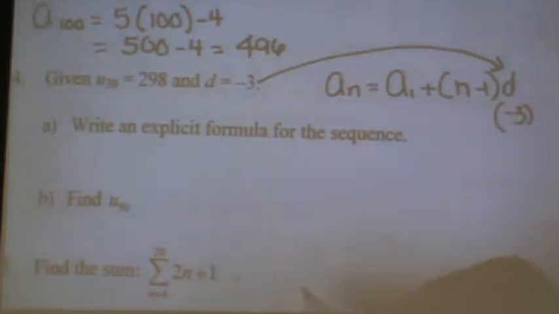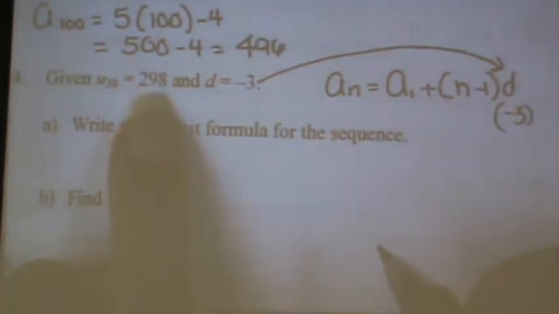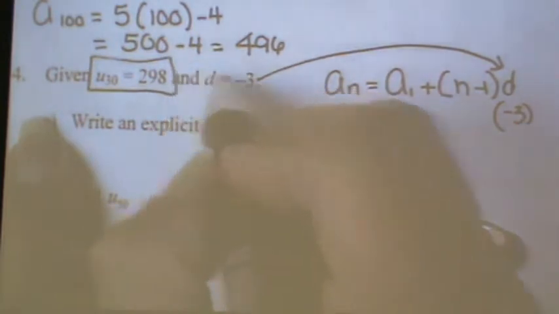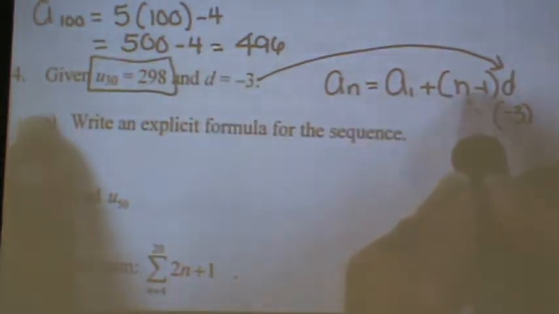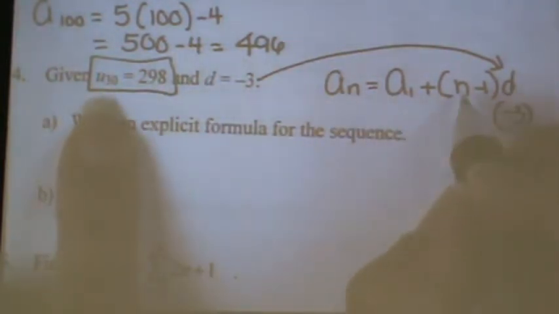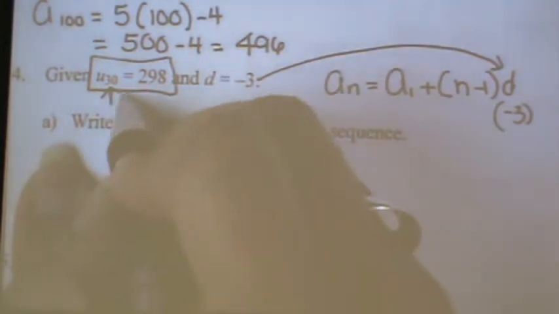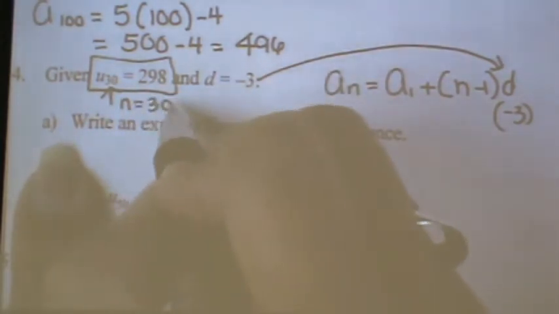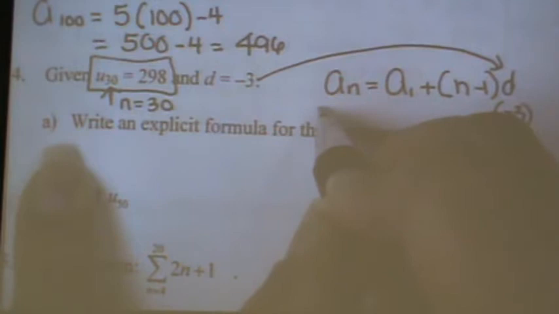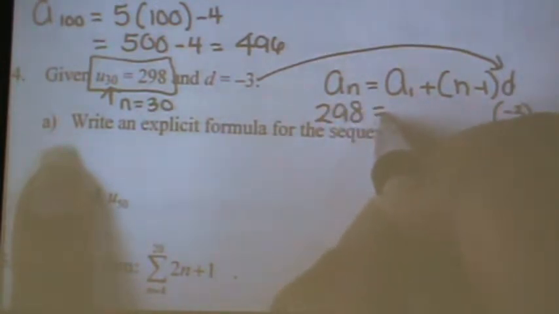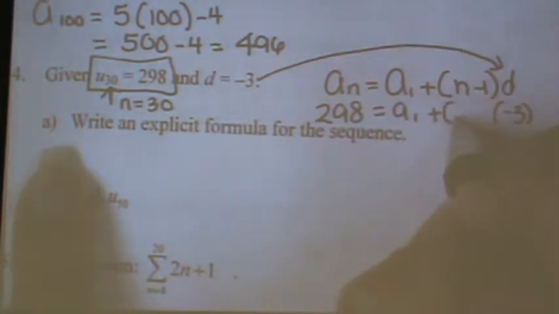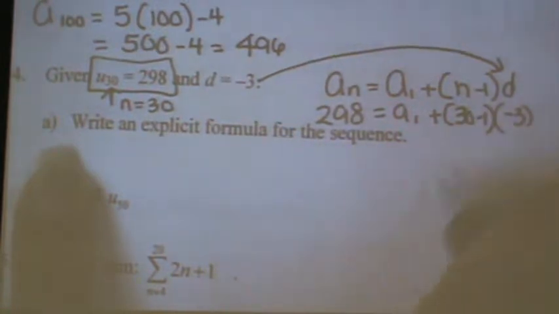That's all I know so far. I don't know the first term, but I have some information here. I can plug this information in here for AN and N and find A1. So if I use the 30th term here, N is 30. So the 30th term: I'm going to write 298 is A1 plus 30 minus 1.